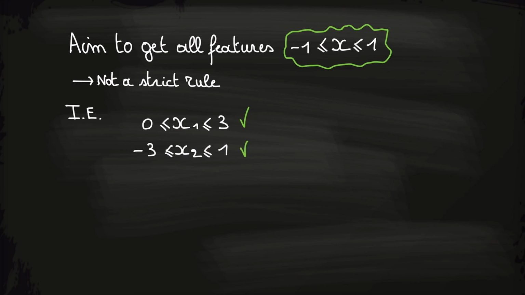However, if we have a feature x3 that is between 0 and 50, this is not fine and you should rescale this feature. Also, if you have a feature x4 that is between -0.004 and 0.3, this is not fine. You should also rescale this feature. So as long as the features have a range that is close enough to each other, it's fine. You shouldn't worry if your features are not exactly between -1 and 1.